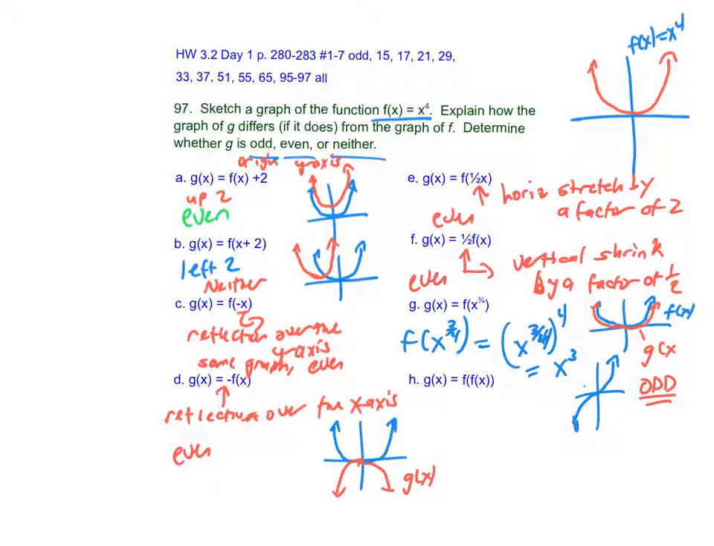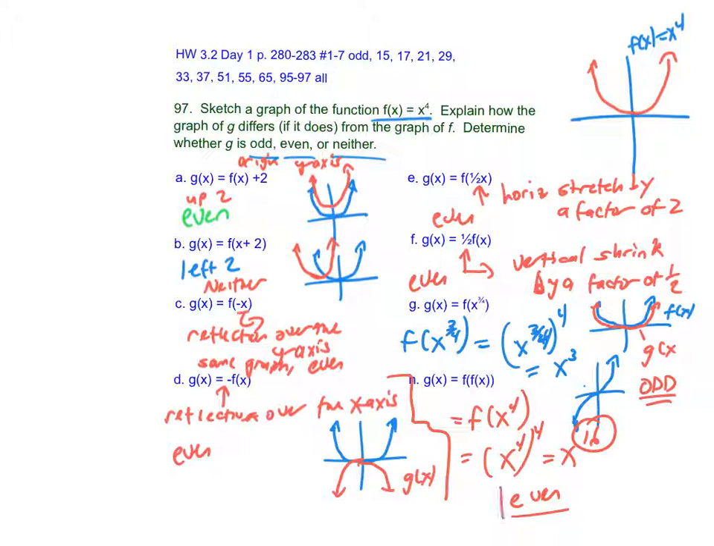And the last one, letter H, we have to compose f with f of x. So this is f of x to the fourth. So now we're going to substitute x to the fourth into our function. So we have x to the fourth to the fourth, which is x to the 16th. And x to the 16th is a power function with an even exponent, so it's still going to be even.